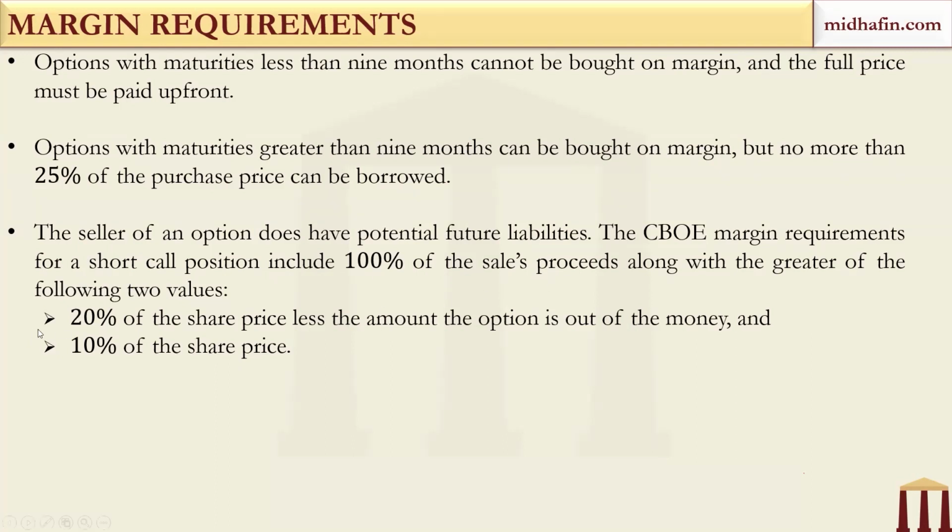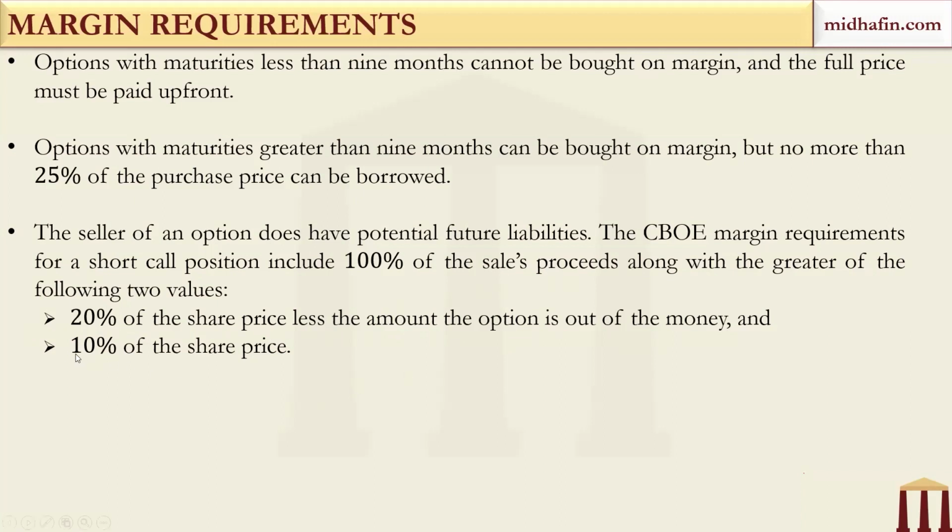And then you add something more to it. There are usually two calculations. The first calculation is 20% of the current stock price, the current underlying asset price, and then you subtract any amount by which the option is out of the money. Let's say it's a call option, and right now the strike price is 50 and the asset price is 48. So S minus K is negative. That means the option is out of the money, by 2 rupees. So you subtract this 2 rupees from 20% of the share price. That's the first calculation.